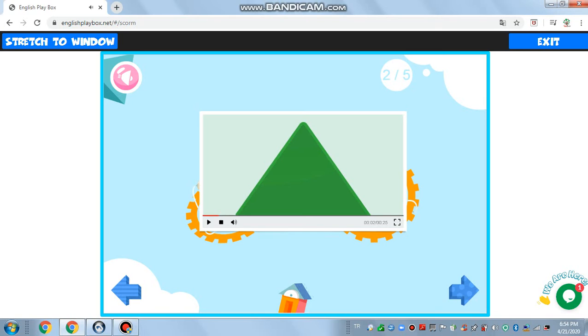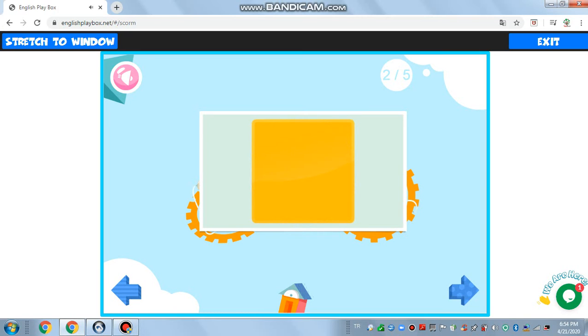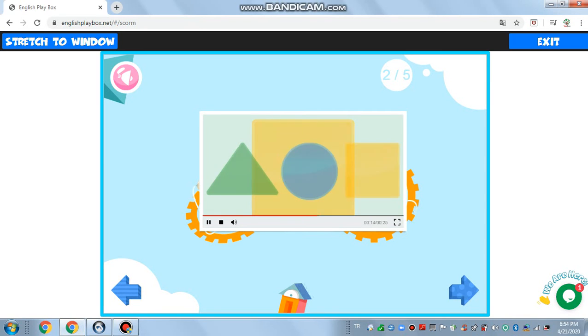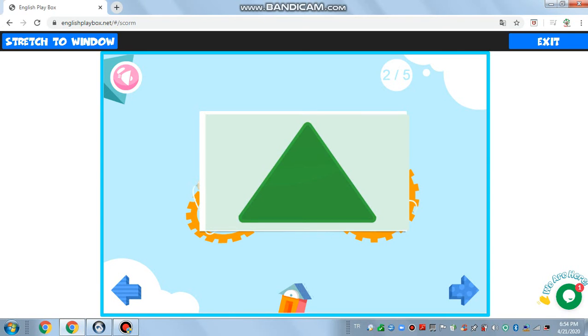Triangle. Which shape is it? Triangle. Circle. Which shape is it? Circle. Square. Which shape is it? Square. Three shapes. Triangle, circle, and square. Which shape is it? Triangle.